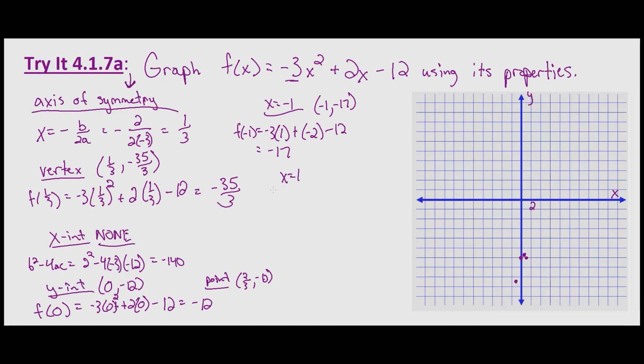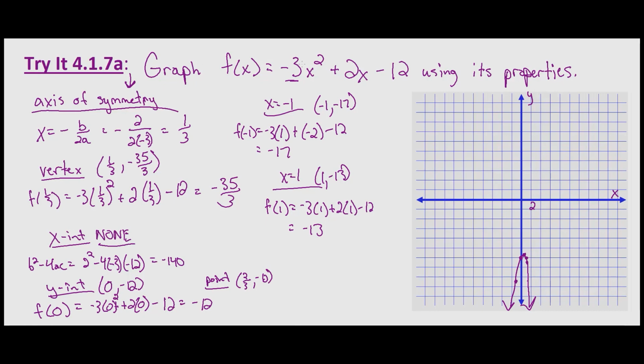But we'll go ahead and just plot another point, at x equals 1. f of 1 equals negative 3 times 1 squared, which is just 1, plus 2 times 1 minus 12. That equals negative 3 plus 2 minus 12, which equals negative 13. So we know there's a point at 1, negative 13. And then we can put this all together. We'll go ahead and plot the points according to symmetry, and then connect the dots to graph the quadratic using its properties.